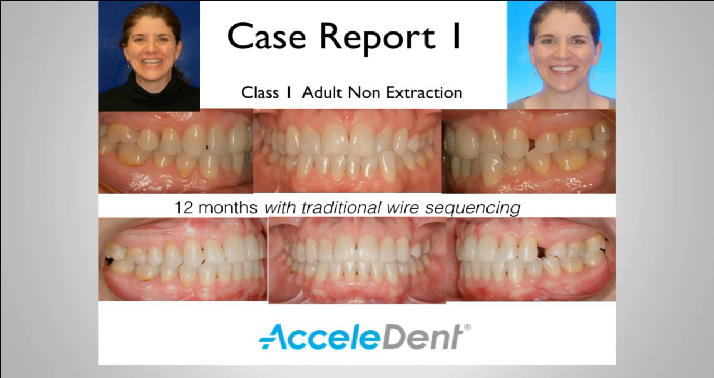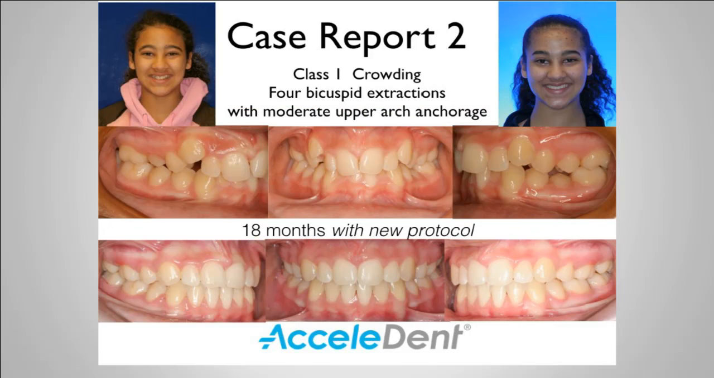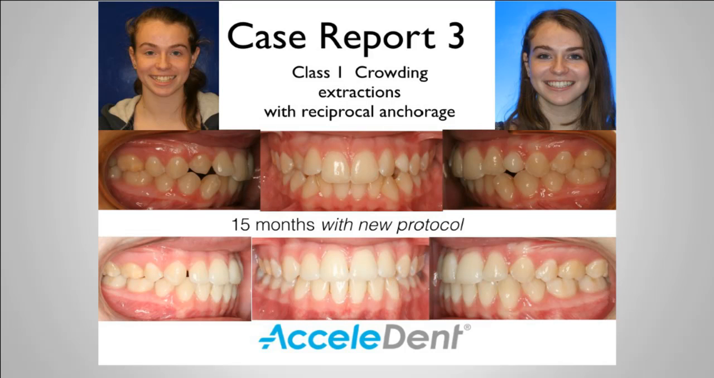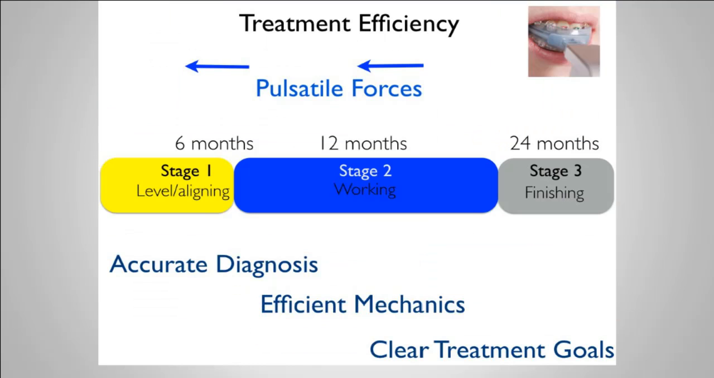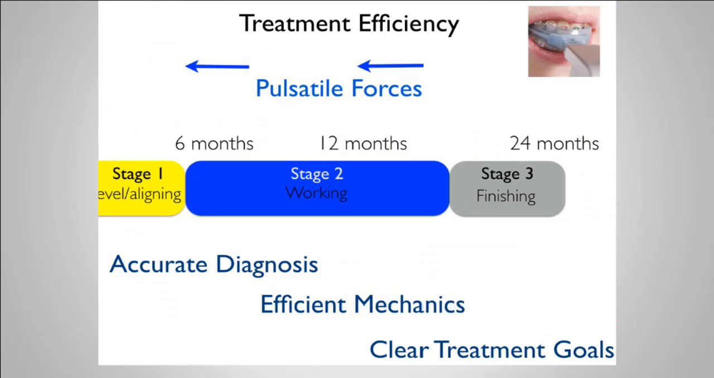So Heidi took 12 months with traditional wire sequencing. Case report 2, Luciana, took 18 months with a new protocol. And case 3 report, crowding extractions, 15 months. Accelerated tooth movement with low pulsatile forces works effectively. It moves the entire needle to the left.